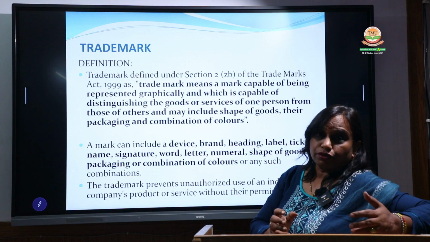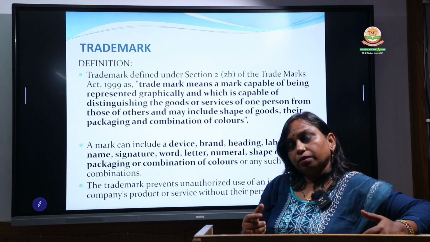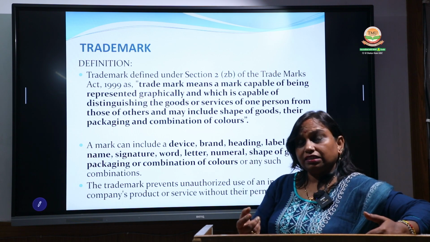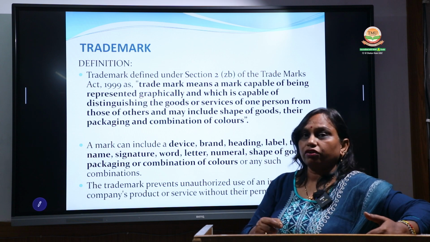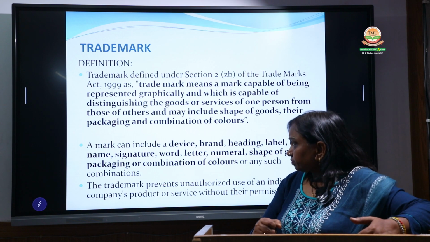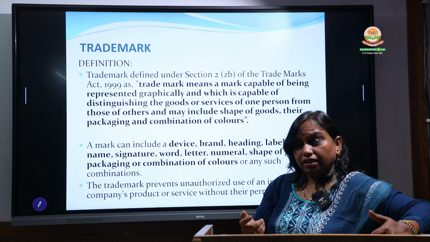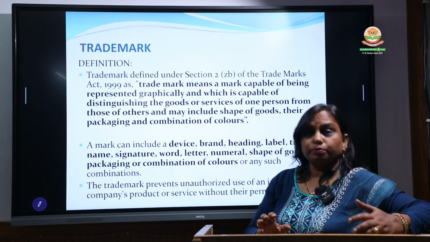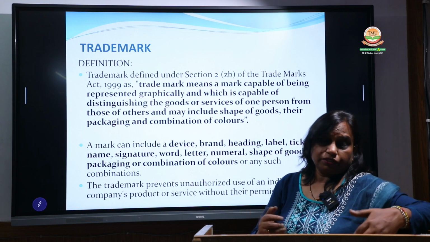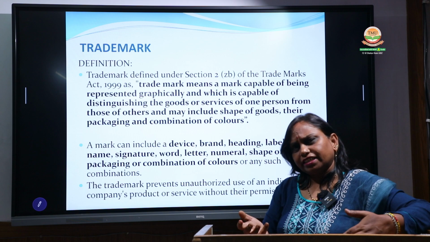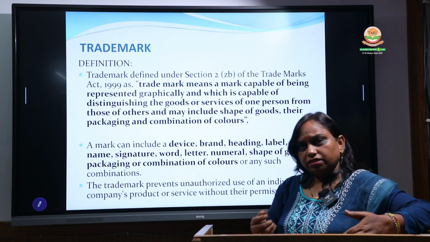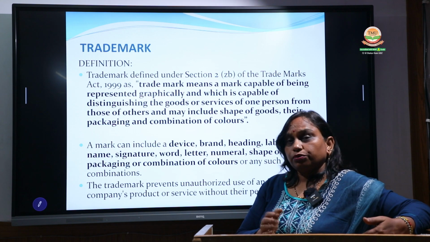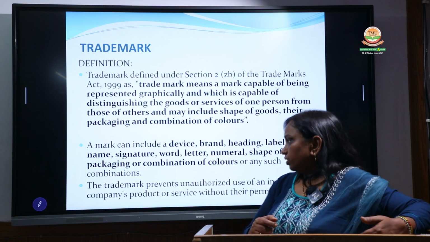It may be the shape of the goods also, like for example, the shape of the bottle of Coca-Cola, the shape of any perfume bottle. Even this is also the identification mark of a particular product of a company. It can be a combination of colors. By just looking at the color of the particular wrapper, the consumer is able to distinguish the goods of the particular company. Like for example, Dairy Milk chocolate, the violet color of the wrapper can be used to identify the particular product of a particular company.